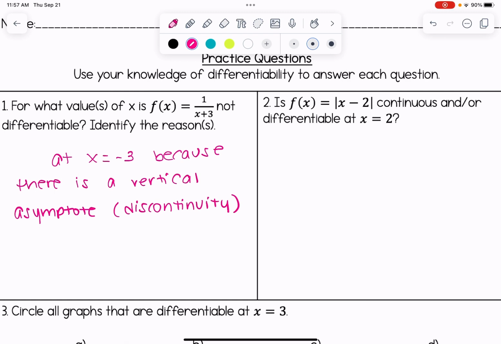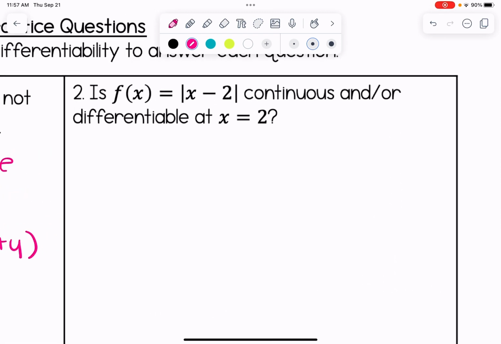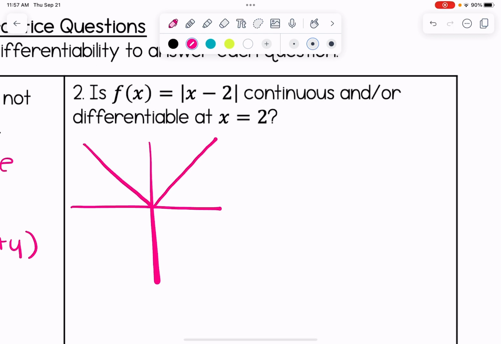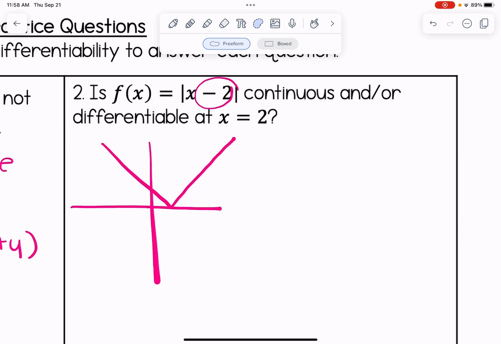Number 2. Is f of x equals the absolute value of x minus 2 continuous and/or differentiable at x equals 2? Let's say I graphed this really quick here and I drew a set of axes. Absolute value of x, the corner is at the origin. But if I am going to do minus 2 in here, I have the absolute value of x minus 2. That's basically shifting it right 2 units. So imagine it looking like this on my graph, and this is at 2.